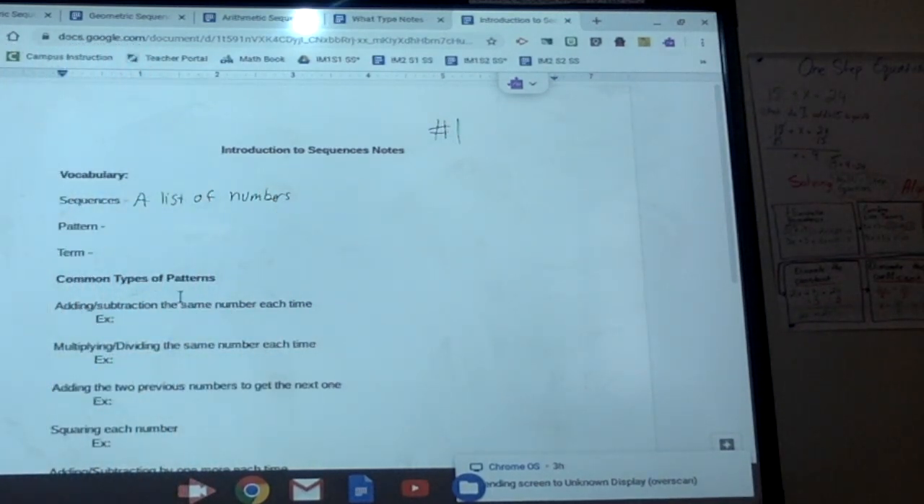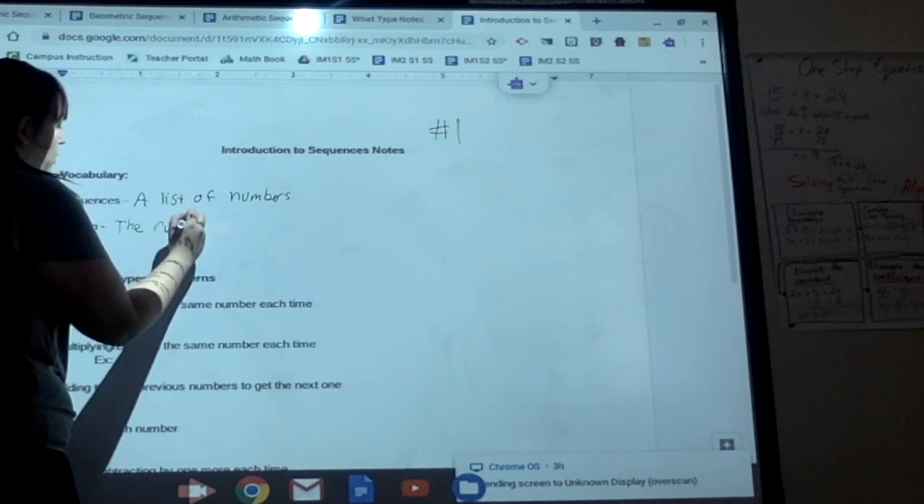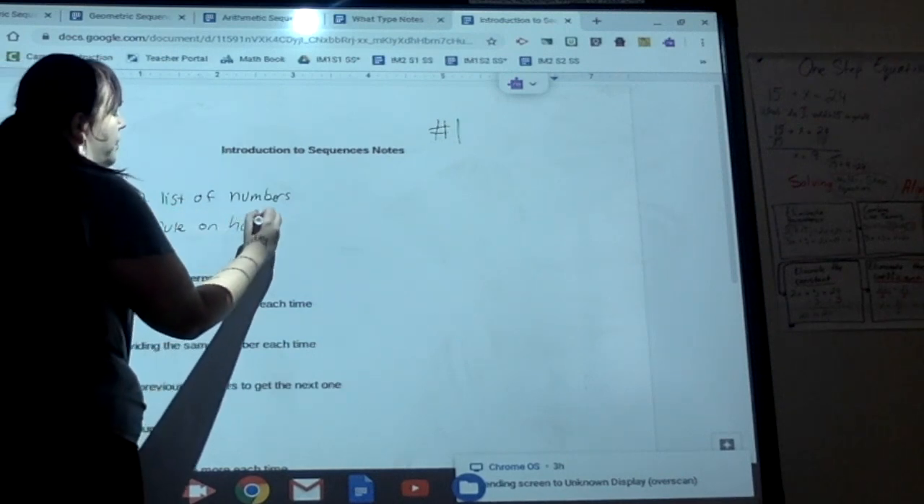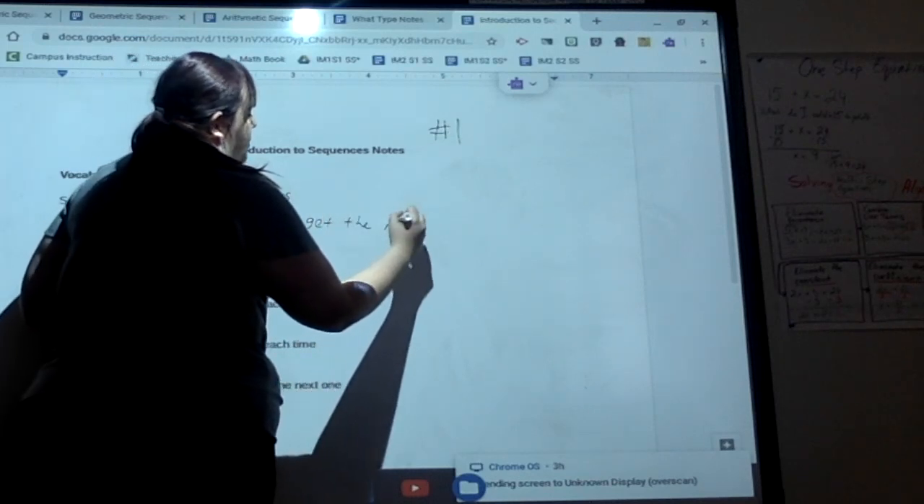All right. All a sequence is a list of numbers. However, sometimes when we have a list of numbers, the sequence can follow a certain type of pattern. And all a pattern is a rule of how you get the next number, or the next term. So a pattern is the rule on how to get the next term.